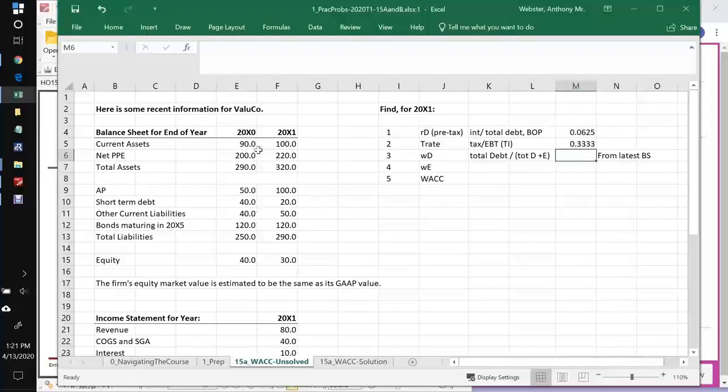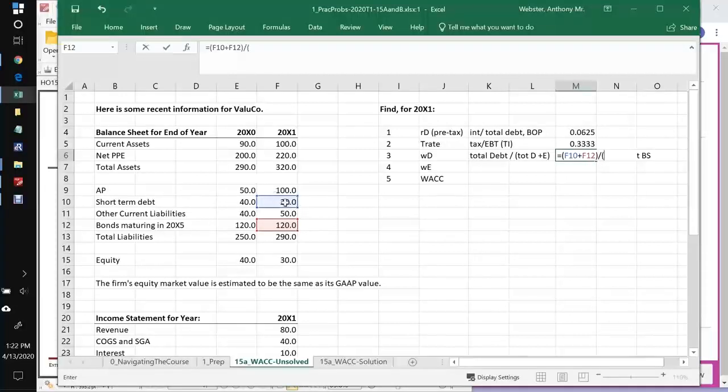So now I don't want 20x0 anymore. Okay, I want 20x1. So I'm going to say equal. I know I got two things to add up. So at end of year 20x1, they had 20 in short-term debt, and they had not repurchased any of those bonds. They're not due till 20x5, so that stayed the same.